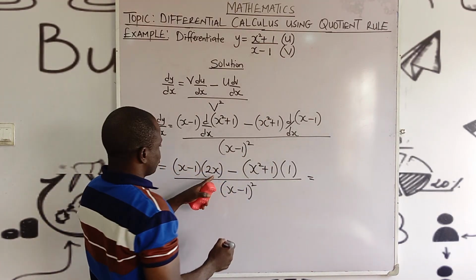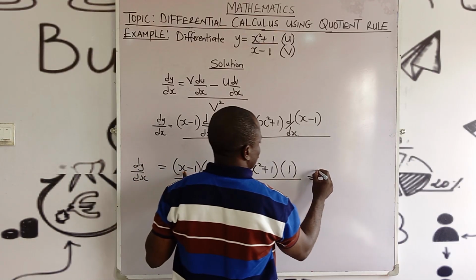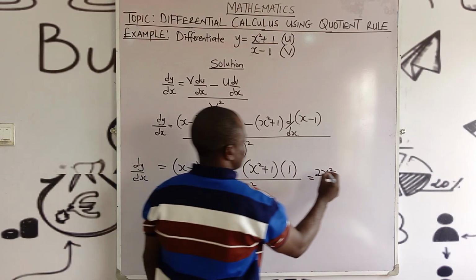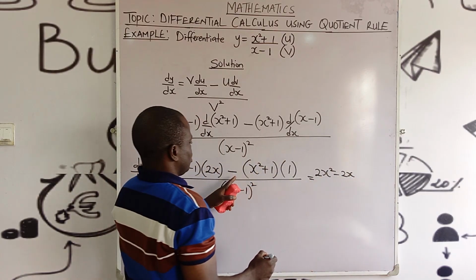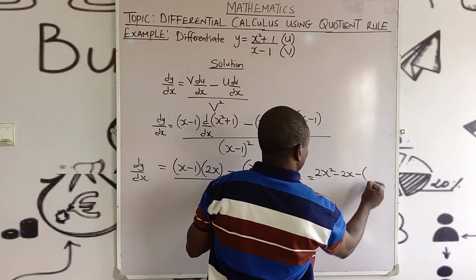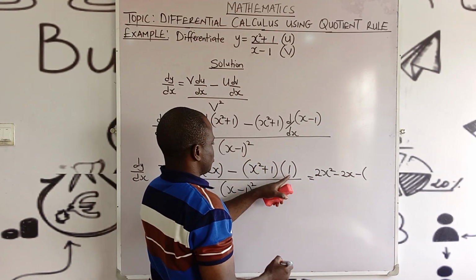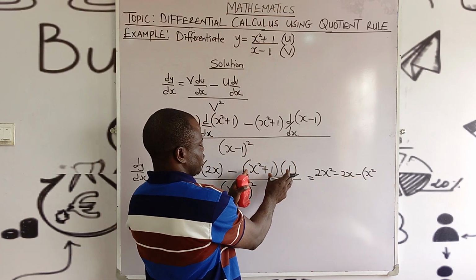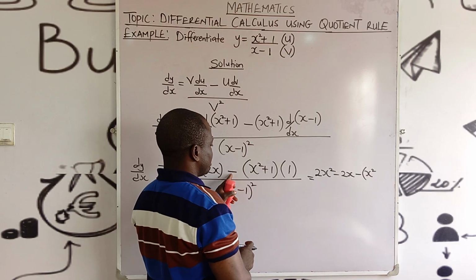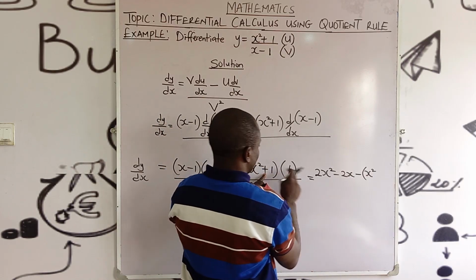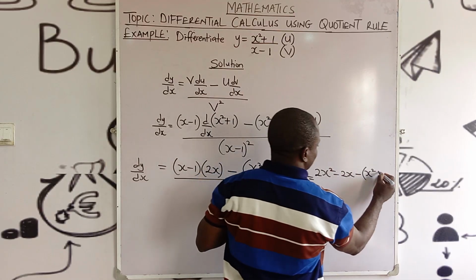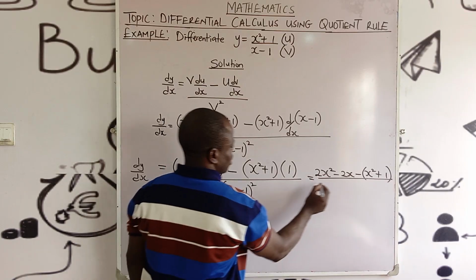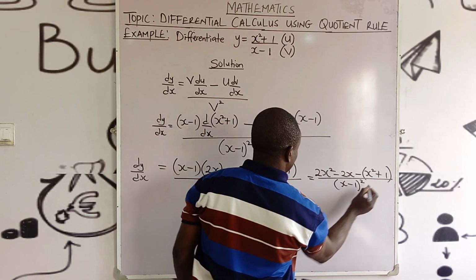Now you have it to be, let's open the bracket, 2x times x will give you 2x squared, minus 1 times 2x will give you minus 2x, minus, let's open the brackets, x squared times 1, that is x squared. Let's multiply what's in the bracket before we apply the negative sign. x squared times 1, that's x squared, plus 1 times 1, that's plus 1. Close the brackets. Because of the negative, you have to close the bracket over x minus 1 squared.